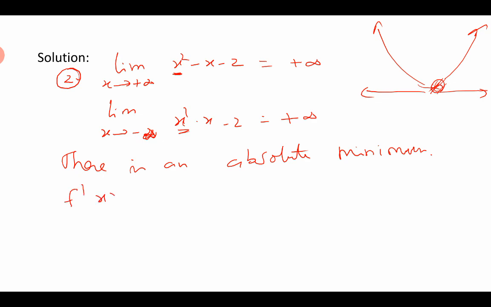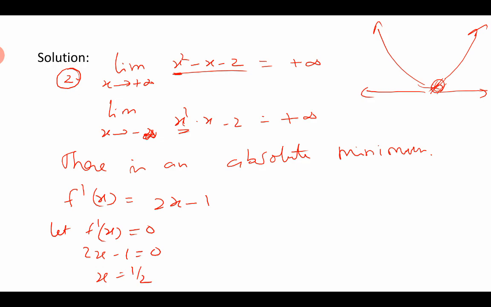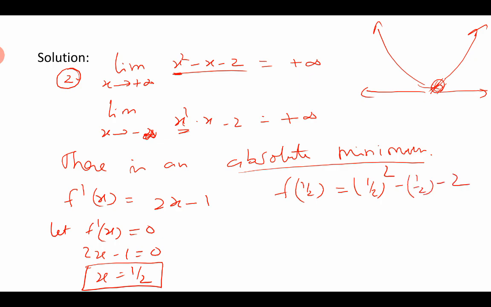So find the critical point. Therefore find f dash of x. Differentiate the function: 2x minus 1. Let f dash of x is equal to 0. You will find 2x minus 1 is 0, x is equal to half. So this is the critical point at which we will find a minimum value, isn't it? So f of 1 by 2, because we know that if the interval is an open interval and there is an absolute extreme, it occurs at the critical point. f of 1 by 2 is 1 by 2 whole square minus 1 by 2 minus 2. Use calculator, you will get minus 9 over 4.